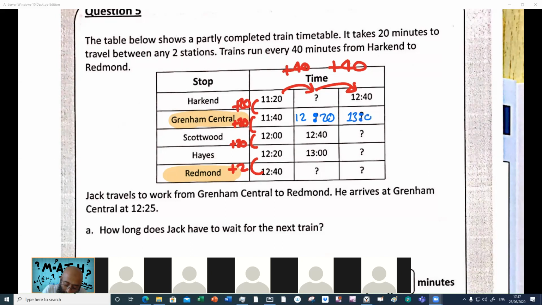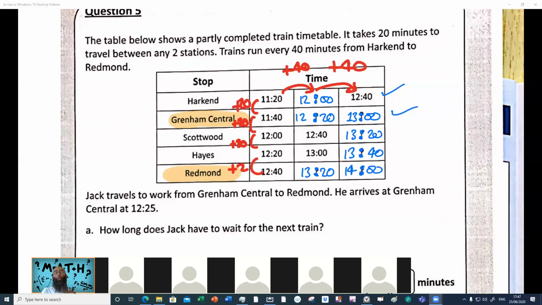13, exactly, bang on, because you're adding 40 minutes as we go across. Lovely. 11:20 add 40 will give us 12:00. That makes sense now. 12:40. What's 12:40 add another 40? It's 13:20. And 13:20 add 40 is 14:00.